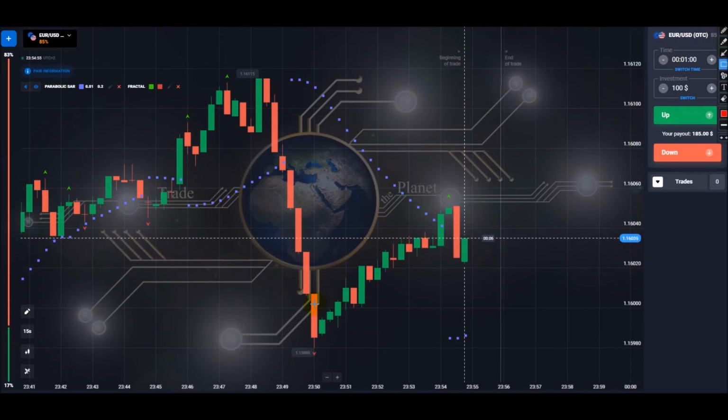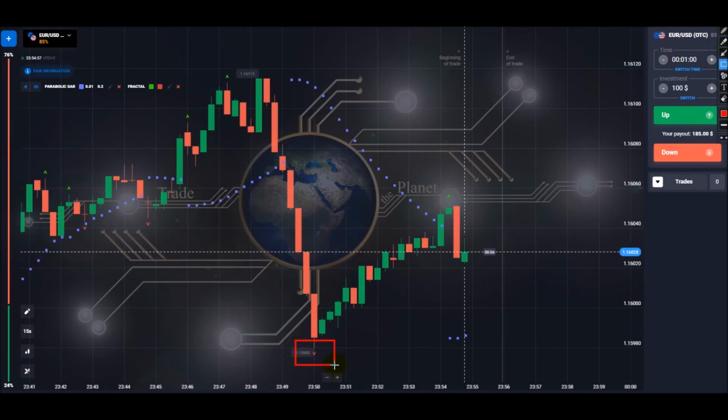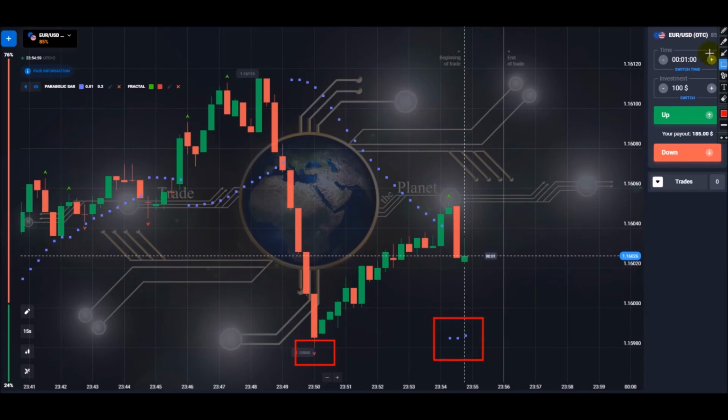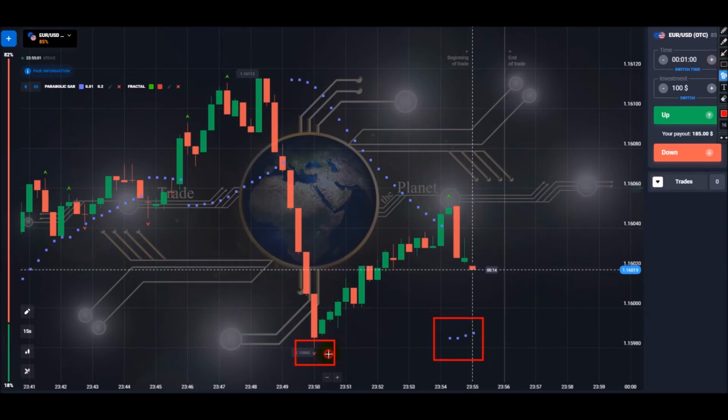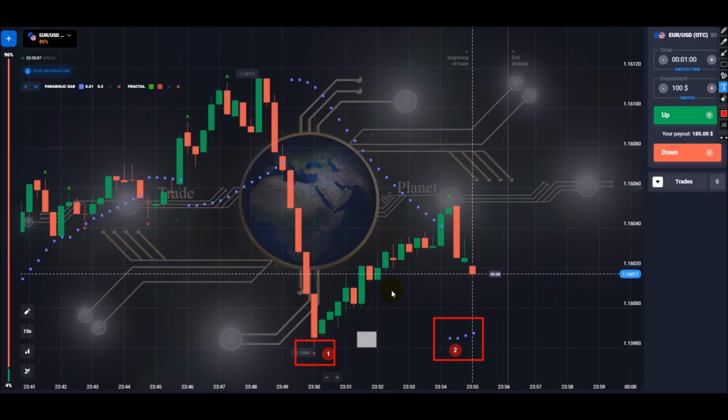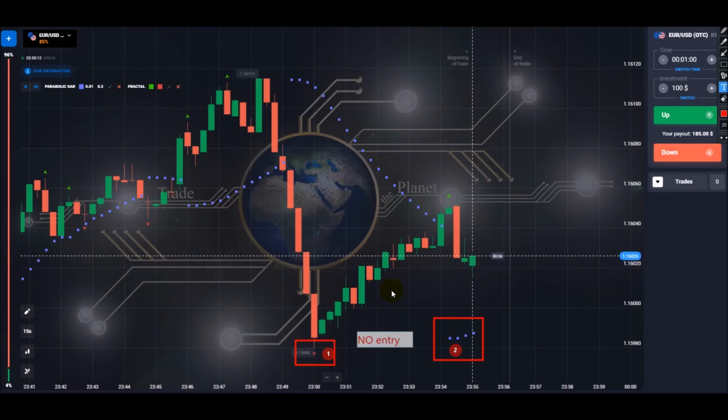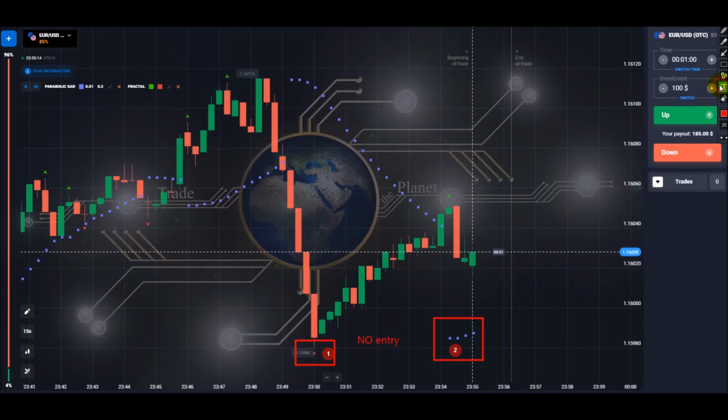Let me explain briefly why we didn't set a trade here. First, the fractal indicator gives us a good signal for a buy trade, but the parabolic SAR indicator, here at 2, is too far away from the fractal. Therefore, there is no entry into the trade. I'm going to let the video speed up again, now until we get a signal again.